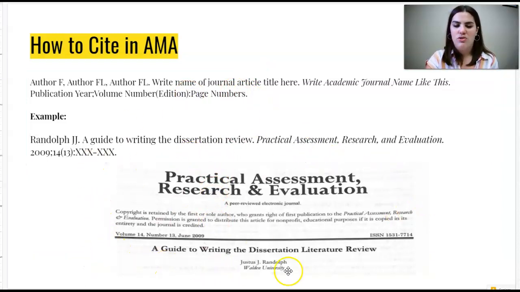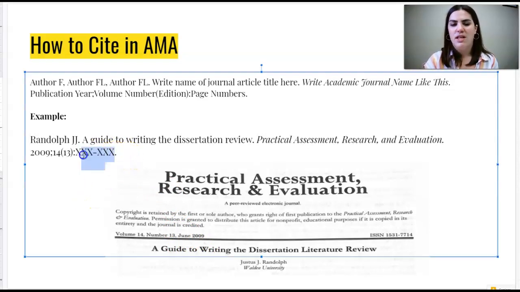This is a screenshot of an article that I read this week. So you see the author's name here. This is the journal article title. This is the academic journal name, the publication this was published in. Here you have the volume number, the edition number, and the publication year. And because this is a small screenshot, the page numbers aren't here, so we're just going to pretend that these are the page numbers.